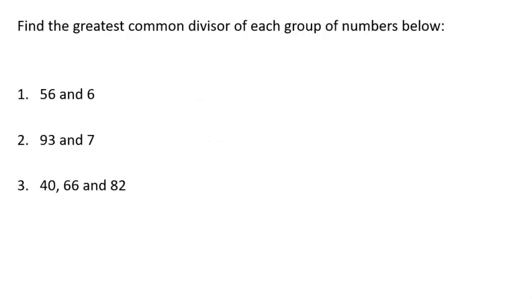So here you go. Here are the three questions. 3 sets of numbers. I want you to find the greatest common divisor of the first two, so it's 2 pairs to begin with, and then I've given you a trio of numbers for the third one. So think back to how we calculate those, have a crack, and come back and check.